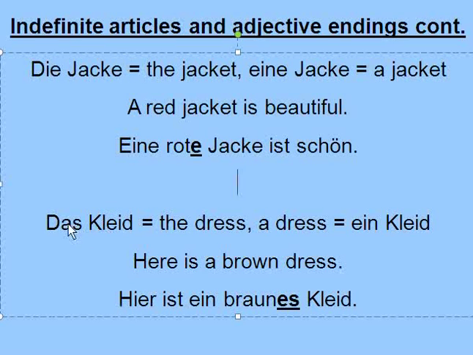For neuter nouns, we've got an example here, das Kleid, which means the dress, and a dress is ein Kleid. If you wanted to say here is a brown dress, once again you've got to show the gender through the adjective: Hier ist ein braunes Kleid. The es here, although it wouldn't sound right in German to say it that way, is showing that it's normally das, really.